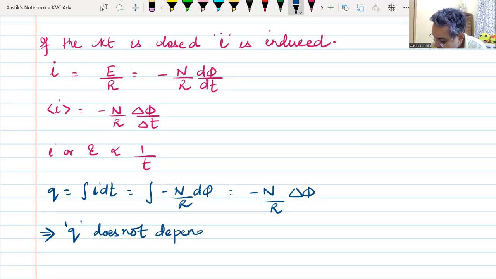The same charge will flow no matter the time that it takes to change the flux. The charge flowing through the circuit only depends on how much the flux has changed. It does not depend on how much time it has taken to change the flux. Do we understand this? Current and EMF depend on time. The charge flowing through the circuit does not depend on time.